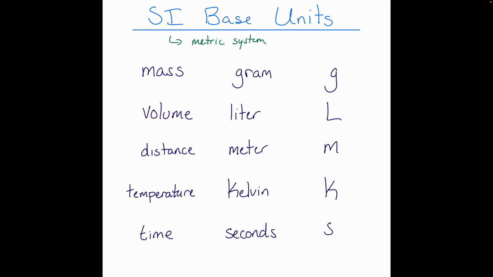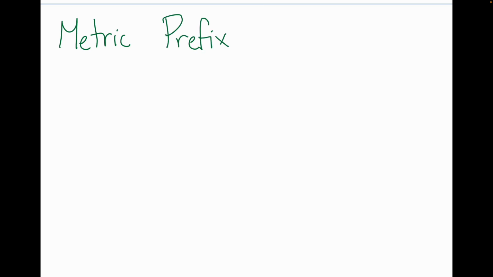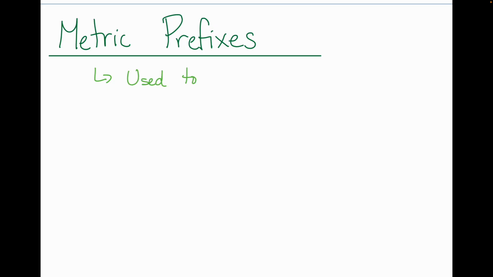Okay? So these are going to be the base units that we use depending on what quantity we're talking about, or rather what it is that we're measuring. Whether we're measuring mass or volume, we would use different units. In science, we use these SI base units. Okay, so now we're going to talk about what are called metric prefixes. And we're just going to note these are used to denote the scale of a measurement.